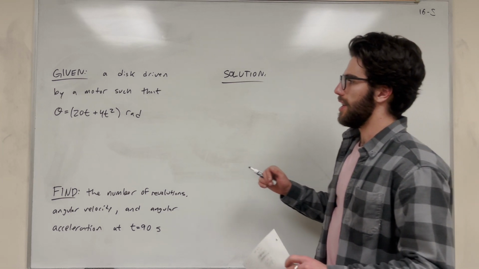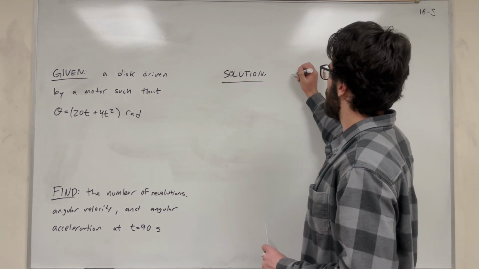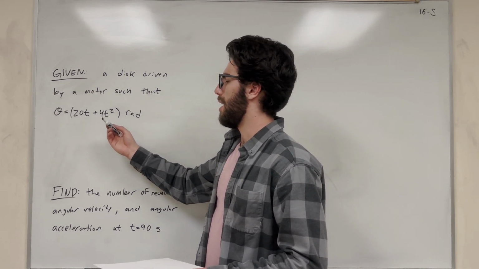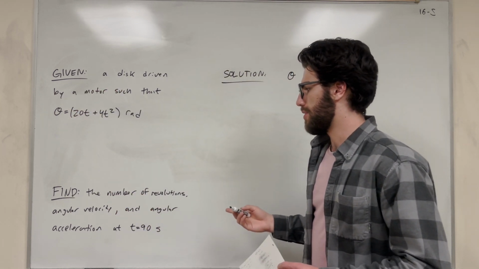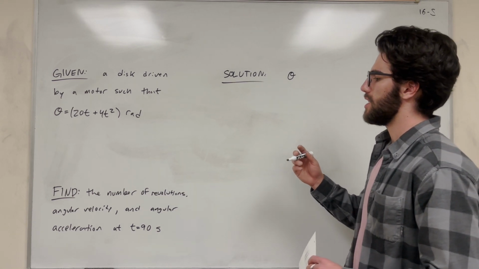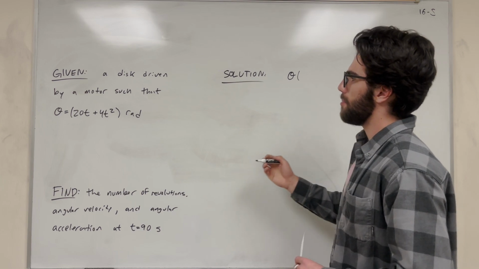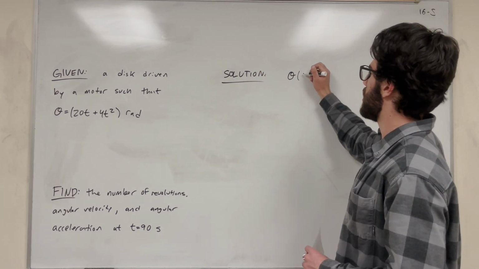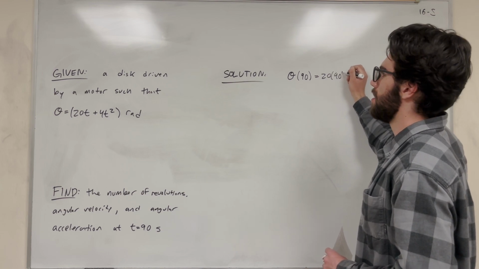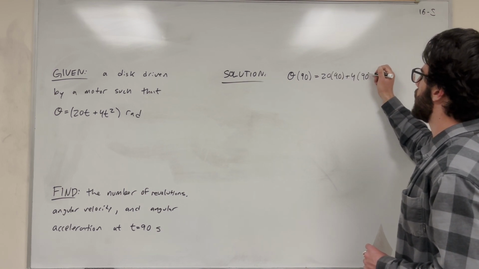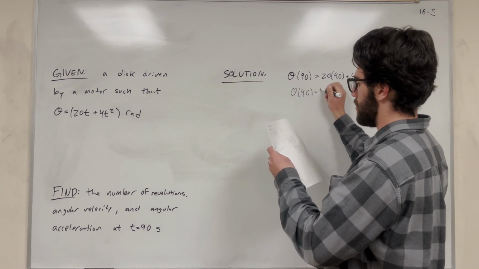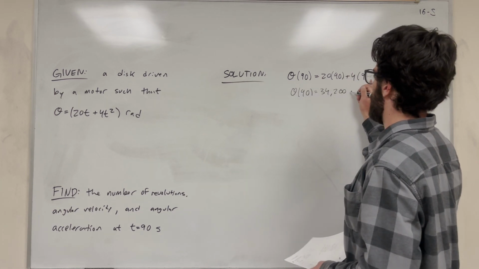So what is this theta, what is this equation telling us? Well, this is telling us that at any time, if we plug in t, we're going to find out how many times we've rotated in radians. First, we're trying to find the number of revolutions, so let's find out how many radians we've spun at 90 seconds. To do that, we plug in 90 for t. So we're going to do theta of 90, and this is equal to 20 times 90 plus 4 times 90 squared. And so you get theta of 90 is equal to 34,200 radians.